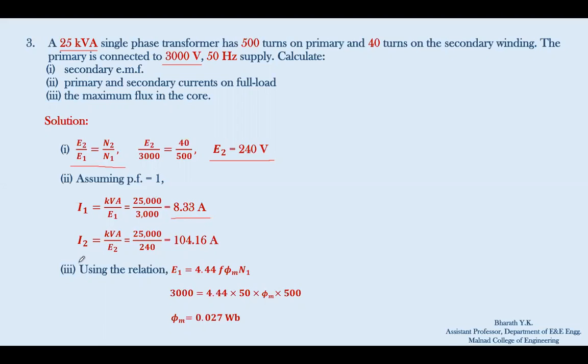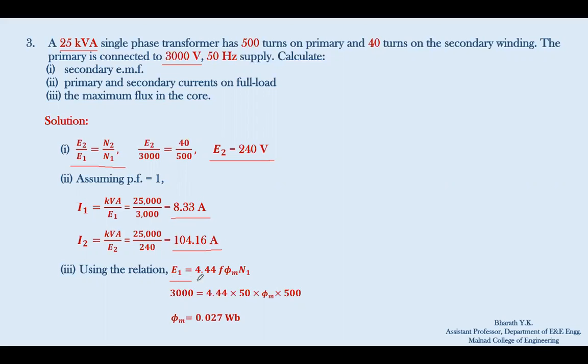Similarly, we can calculate the secondary current by dividing the full load kVA by the secondary EMF. So I2 is equal to 25,000 divided by 240 is equal to 104.16 amperes.